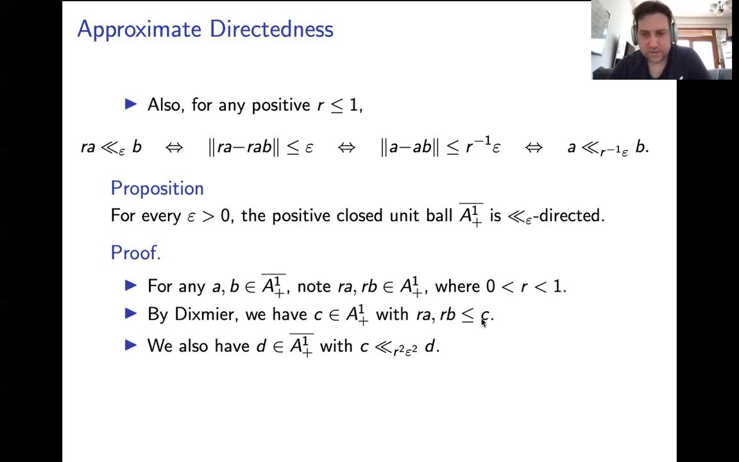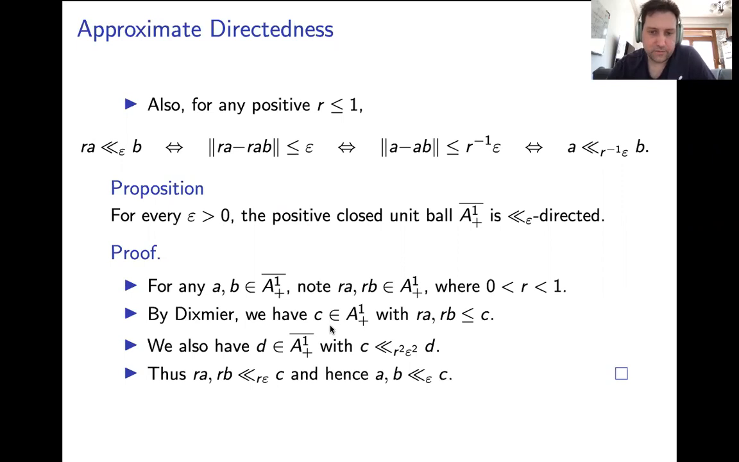But also we know that each single element, C in this case, is going to be almost dominated by some other element, D, let's say, again in the closed positive unit ball. And the almost here can be arbitrarily small as I like. So if I'm assuming my epsilon greater than 0 is fixed here, then for any other R greater than 0, I can look at R squared epsilon squared. It might be smaller, but it's still positive, right? So as long as that's true, then I can find this D.